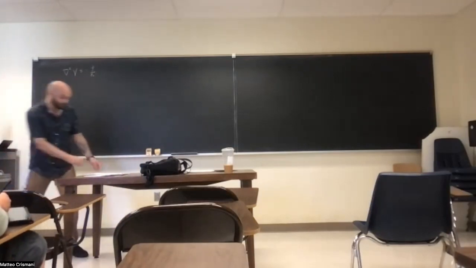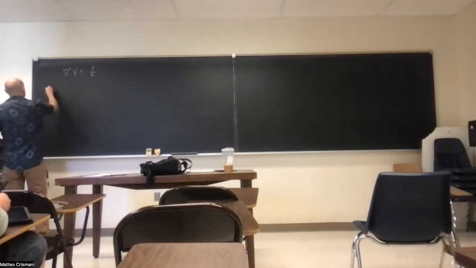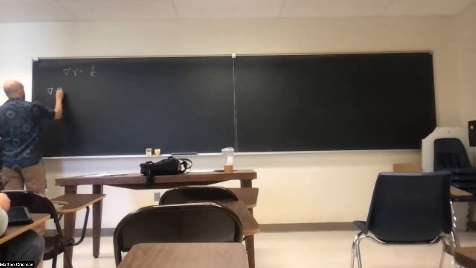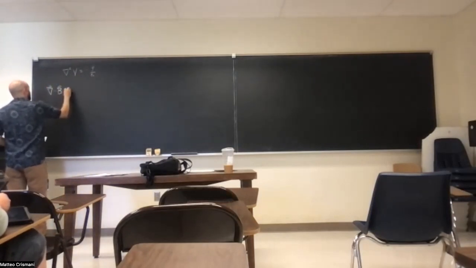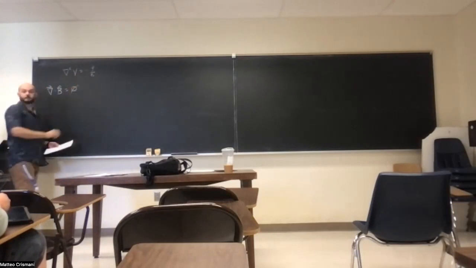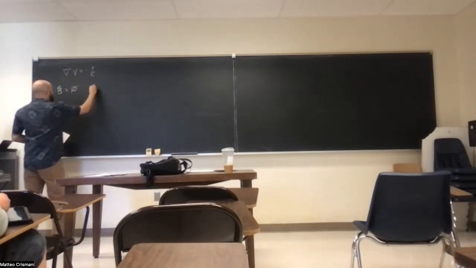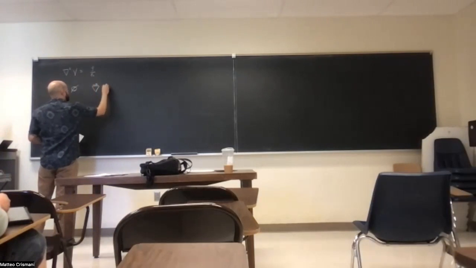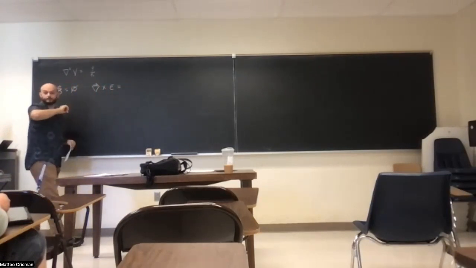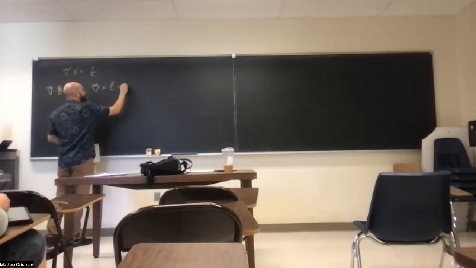What is del dot B? Good, that's the easy one. Del dot B is zero. And del cross E is... is that true? It's negative dB/dt. That's correct. So it was this.